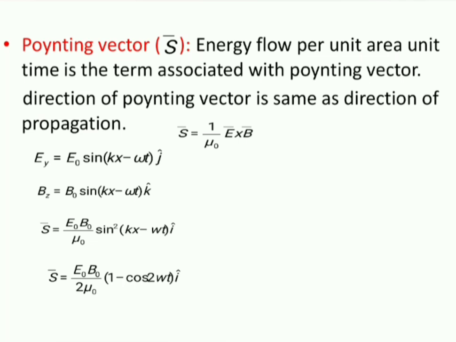We have just seen that the electric field is oscillating along the y-axis and the magnetic field along the z-axis. So if you know E y and B z values, take the cross product. J cross K will give you I cap, which is nothing but the direction in which the wave is propagating. So from this relation you can write it as E naught B naught by 2 mu naught. I have written sine square kx minus omega t as 1 minus cos 2 omega t divided by 2. Again I repeat, sine square omega t is replaced as 1 minus cos 2 omega t by 2.